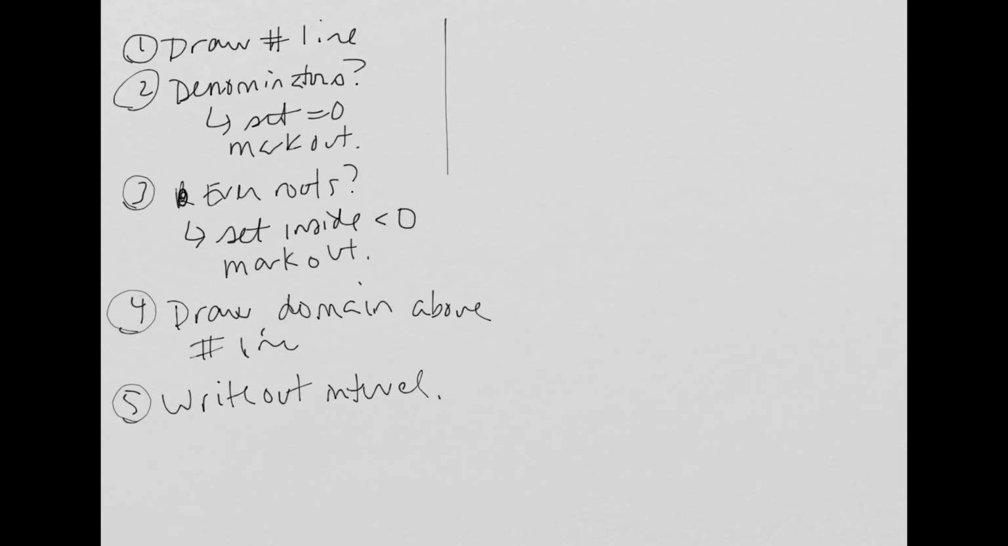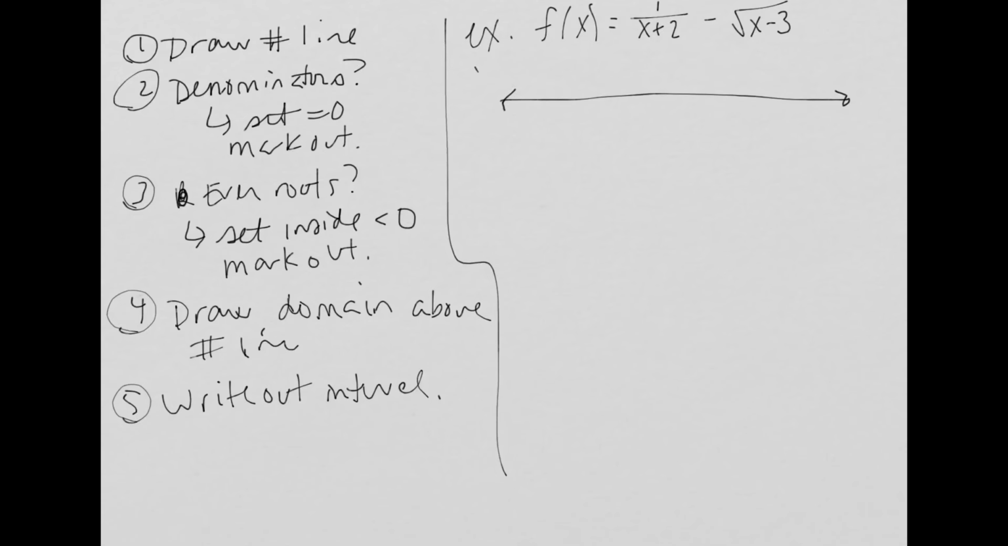So let's look at the function f of x equals 1 over x plus 2 minus the square root of x minus 3. I want to know what's the domain of this function. So my first step is I'm going to draw a number line. So here's my number line, my real number line. Do I have any denominators in this problem? I do. My denominator is x plus 2. So I'm going to set that equal to 0 and solve for x. Then I'm going to come up here to my number line. Here's minus 2. I'm going to mark it out.